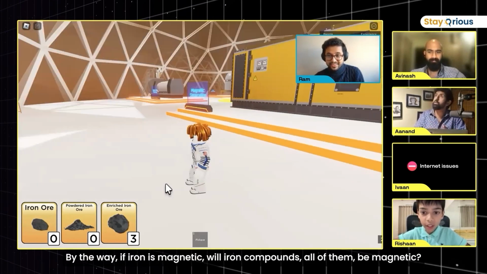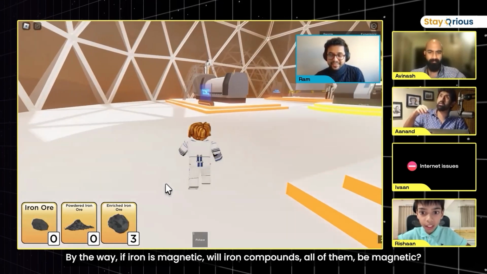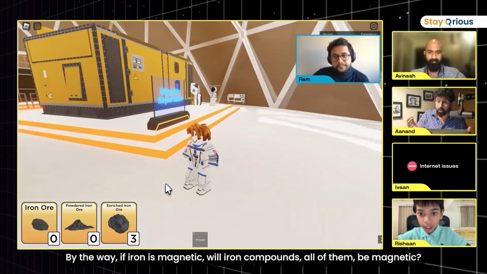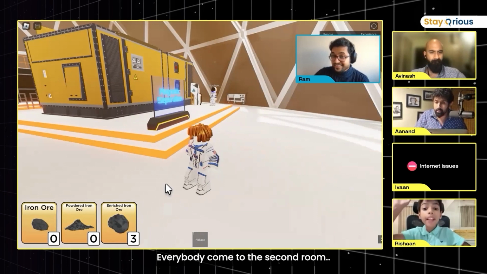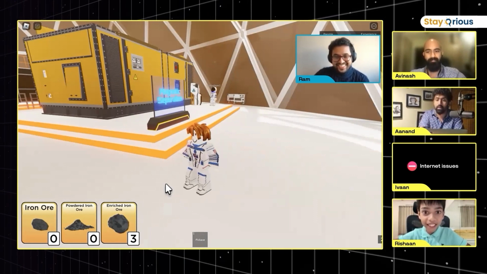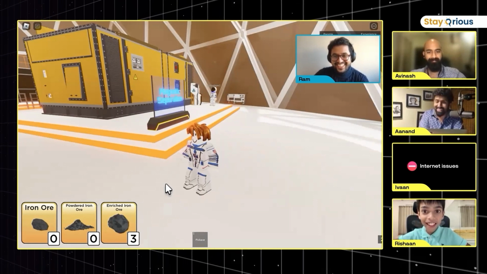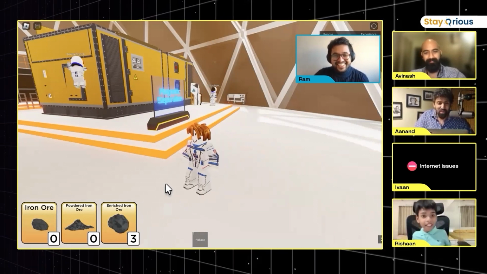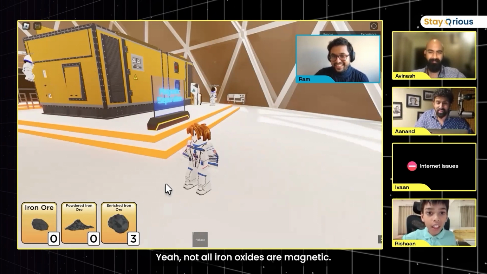By the way, if iron is magnetic, will all iron compounds be magnetic? That's a really good question. Not all iron oxides are magnetic.